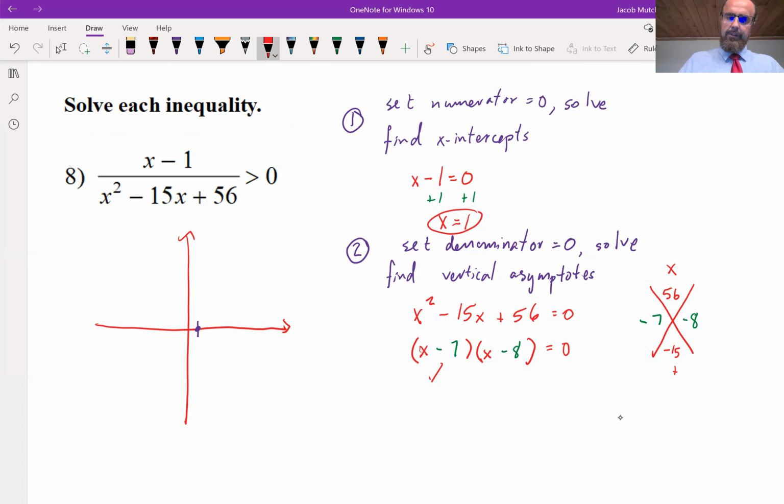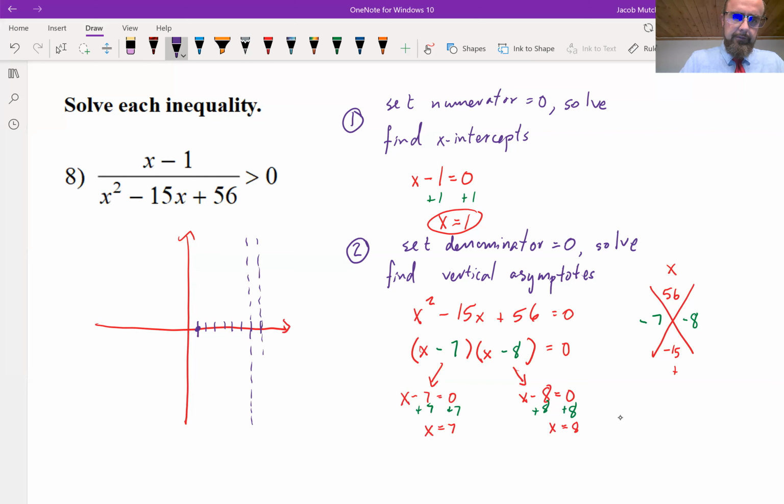So I want to solve each of those. Set each of those equal to 0. And solve those little equations. In this case, I'm going to add 7. On the other equation, I'll add 8. And I get two vertical asymptotes, one at positive 7, one at positive 8. So like I did with my 0, I'm going to place those on the graph. So 2, 3, 4, 5, 6, 7, and 8. So these are very tightly spaced vertical asymptotes. But no matter, we can place them pretty easily here on our graph.